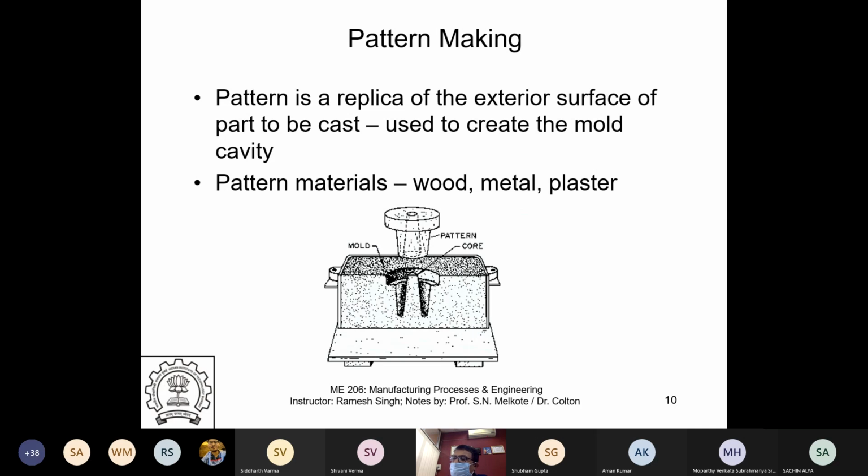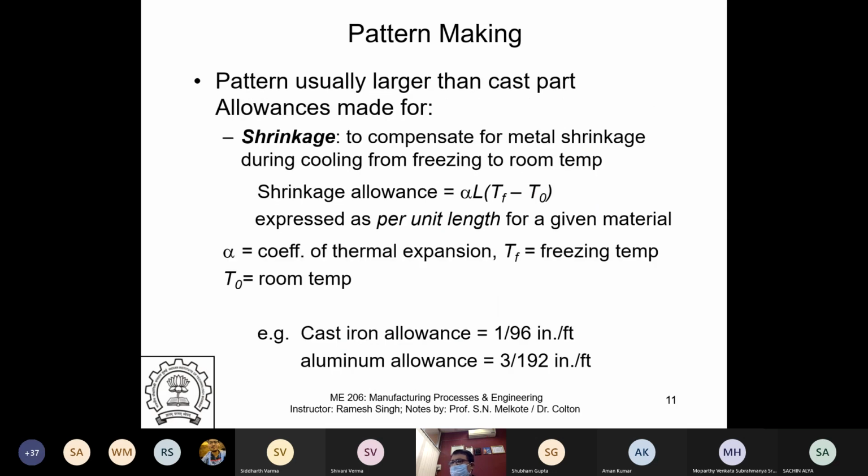Pattern is an exact replica of whatever you want. You can use metals or you can also use wood for that. But if you want to cast, you need to create the cavity, right? The same cavity. And the cavity is made by pattern making. This is the last slide where I will stop, and then we'll take it in the next class.